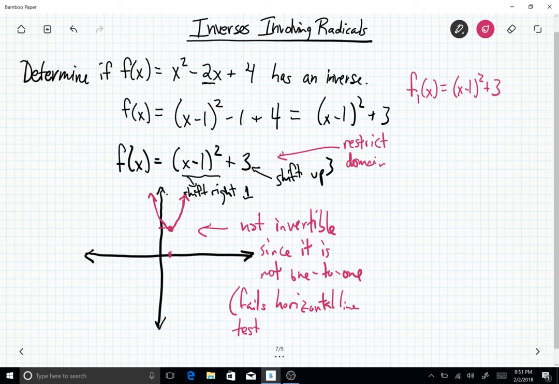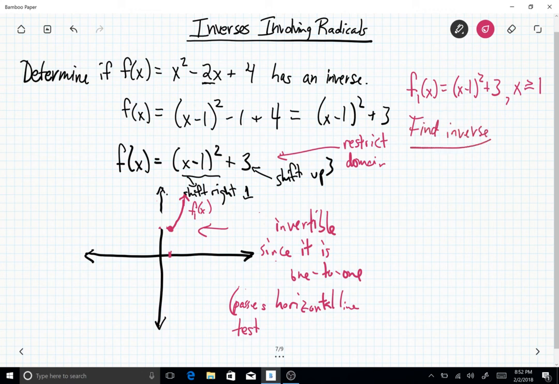Well, we say f1 of x is x minus 1, the quantity squared plus 3, but x is now greater than or equal to 1. Simple as that. And once we do that, if we restrict that domain, what I've done is basically taken this left half and gotten rid of it. Now I have a one-to-one function. It passes the horizontal line test. So this function is invertible. If this is f1 of x, since it is one-to-one and it passes the horizontal line test, that means we can take an inverse. So find the inverse of this function.